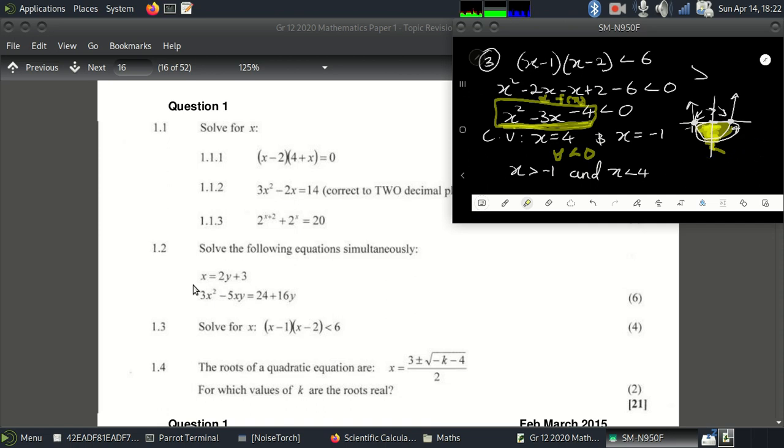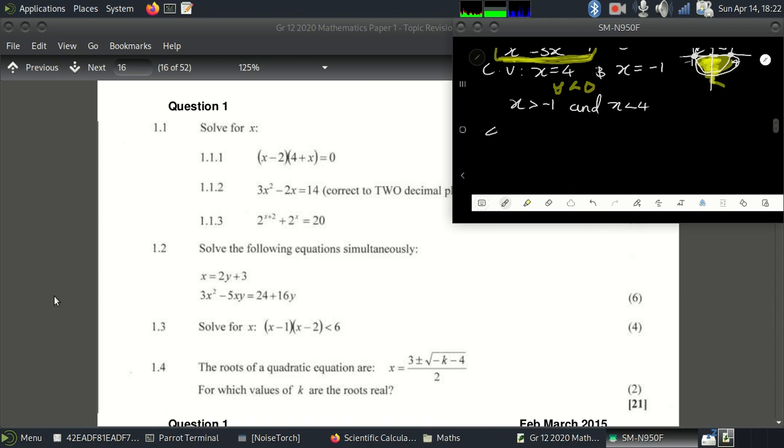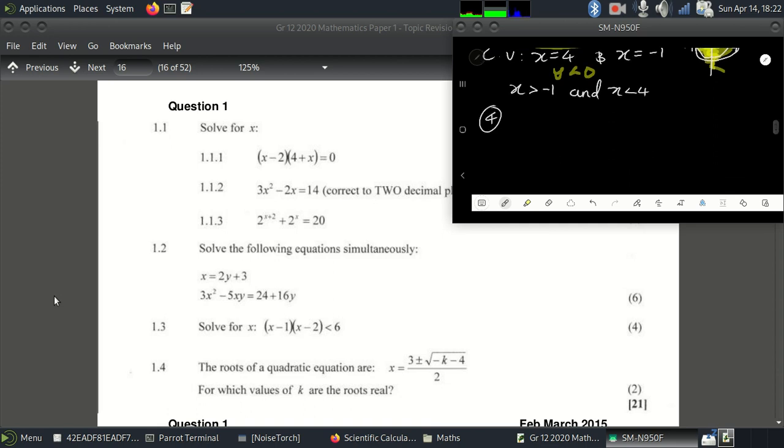Okay, following. Last question, we have that question 1.4. Question 1.4 seems like an easy one. We're looking at the nature of roots. Okay, the roots of a quadratic equation are given as follows. So they are the roots of a quadratic equation. Fair enough. And we're supposed to find for which values of k these roots are real.